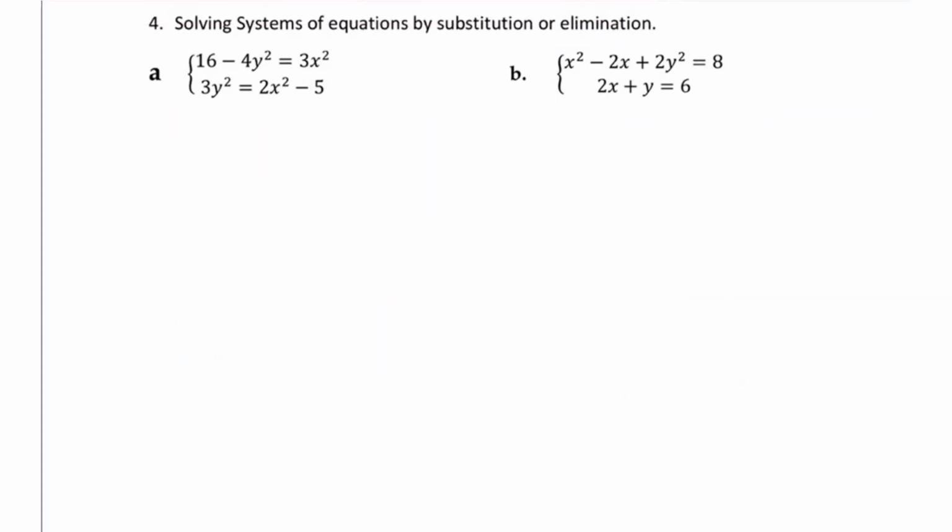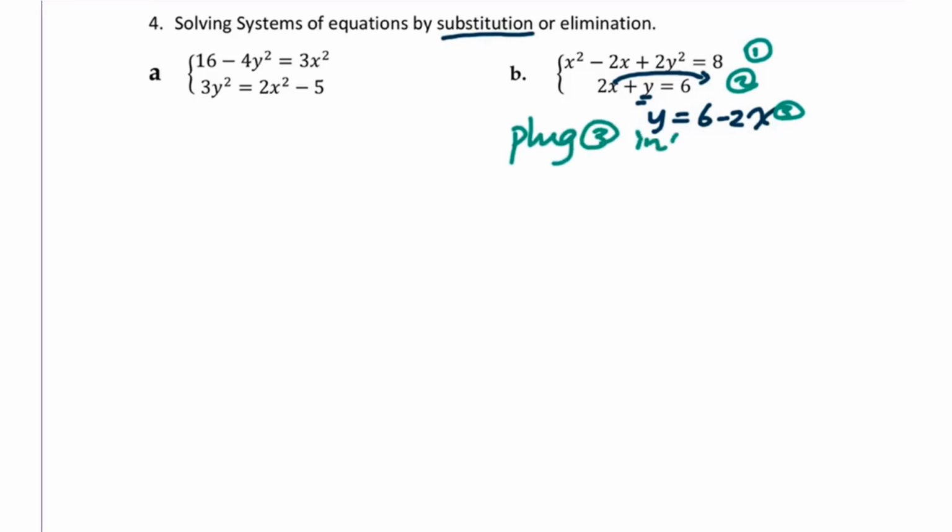For B, we could do substitution, because for the second one, I can get y equals 6 minus 2x. So we label this 1, 2, 3. I plug 3 into the first one. Every single y turns into 6 minus 2x. Therefore, I got x squared minus 2x plus 2 times (6 minus 2x) squared equals 8.